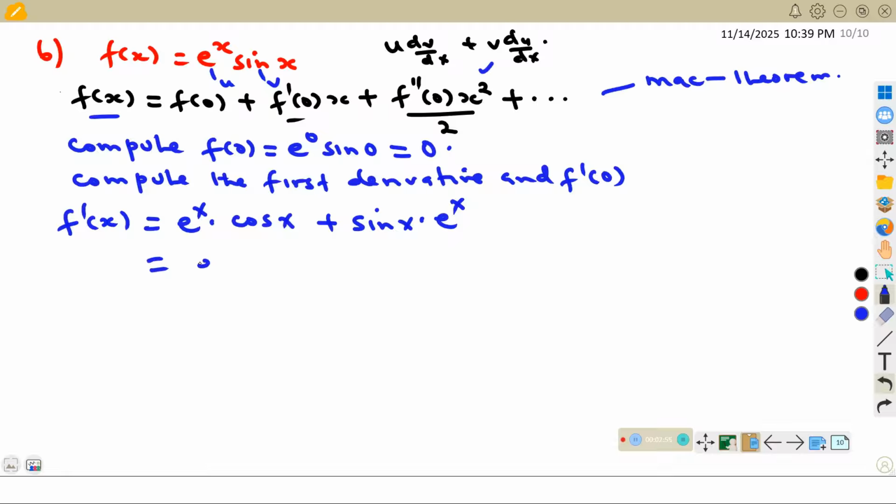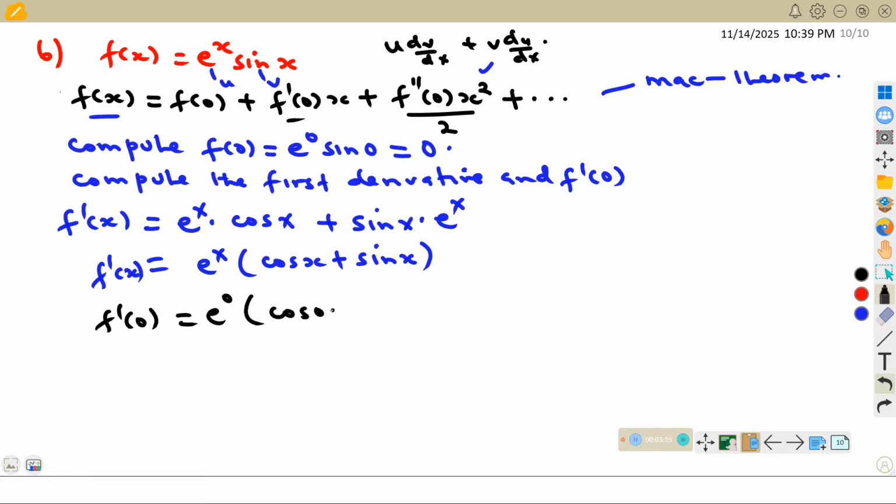So in other words, we shall be able to get e to the power x into cos of x plus sine of x. So this is f derivative of x. We go on and obtain f derivative of 0: e to the power 0 times cos of 0 plus sine of 0. So this is 1 times cos of 0, which is 1, plus 0, and this will give us 1.